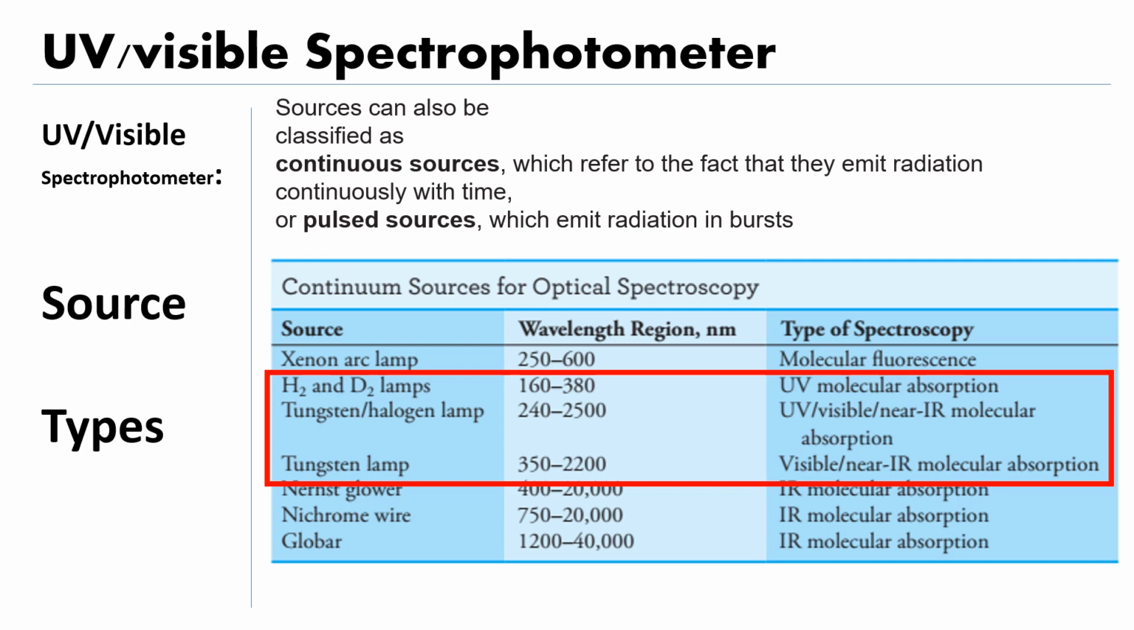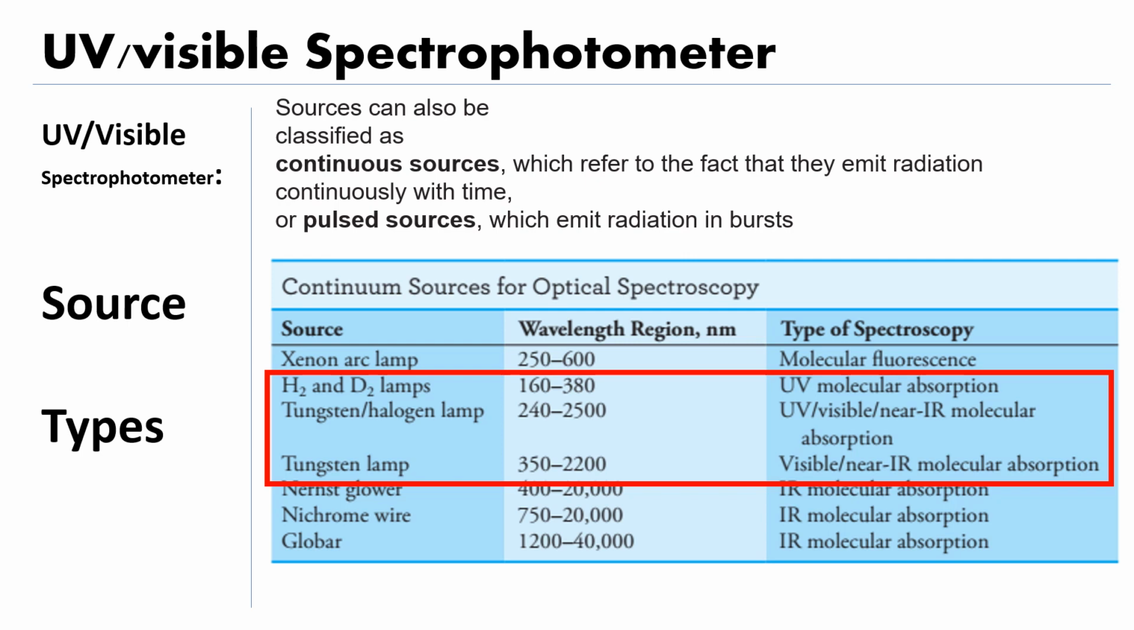Sources can also be classified as continuous sources and pulsar sources. Continuous sources emit radiation continuously. If that particular light source emits radiation continuously, it's called a continuous source. Pulsar sources emit radiation in bursts. They produce the radiation at particular bursts, not in a continuous form.